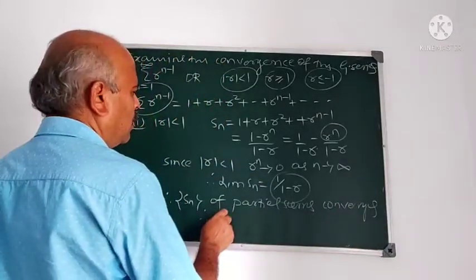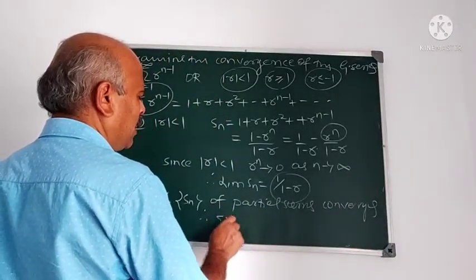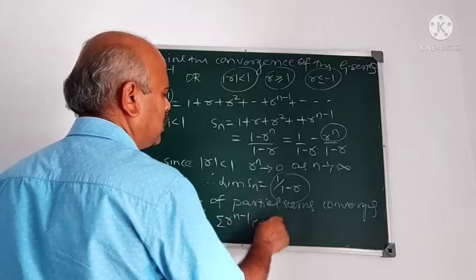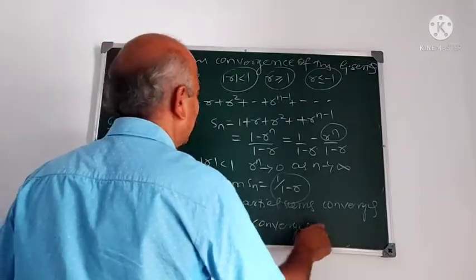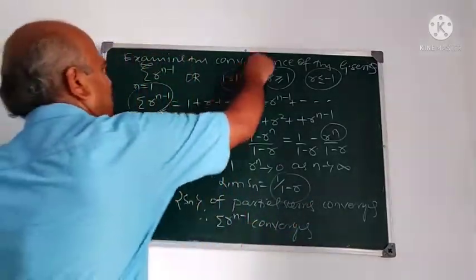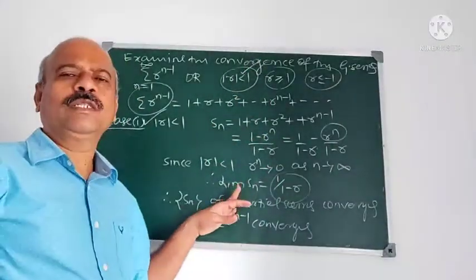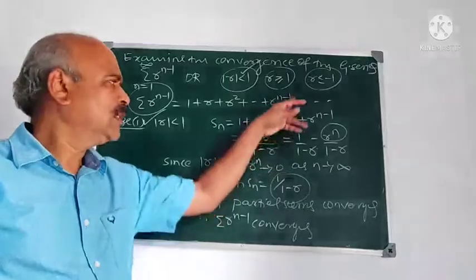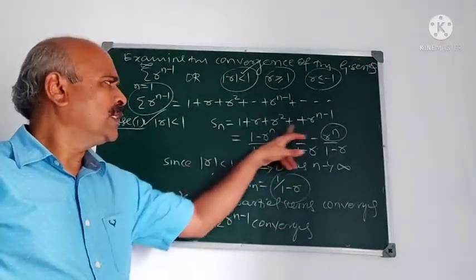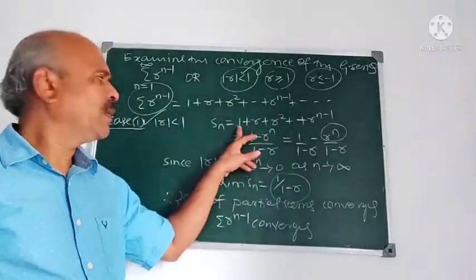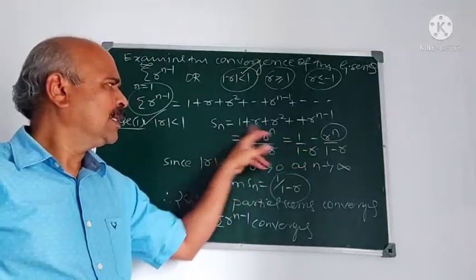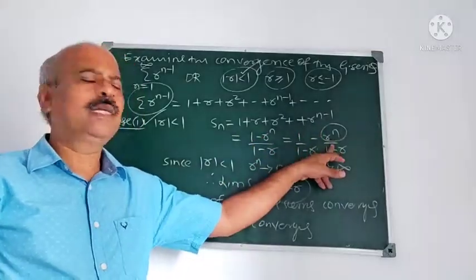Therefore, the geometric series sigma r raised to n minus 1 converges if mod r is less than 1. This is the first case: mod r less than 1, sigma r raised to n minus 1 converges. Why does it converge? We have proved it like this. We take the sequence of partial sums Sn, where Sn is defined by this. Sn is therefore given by this.